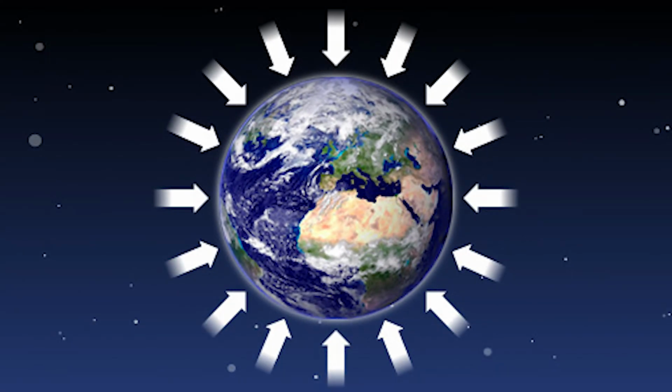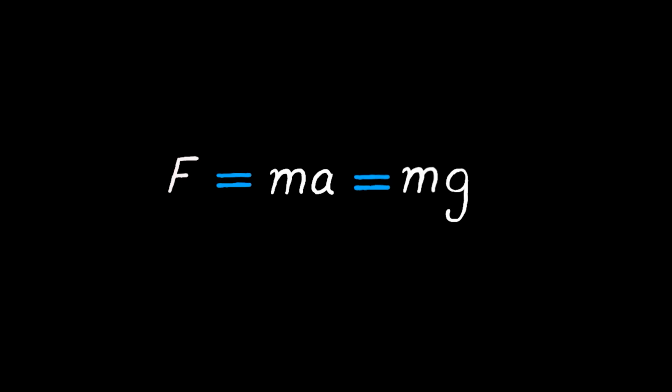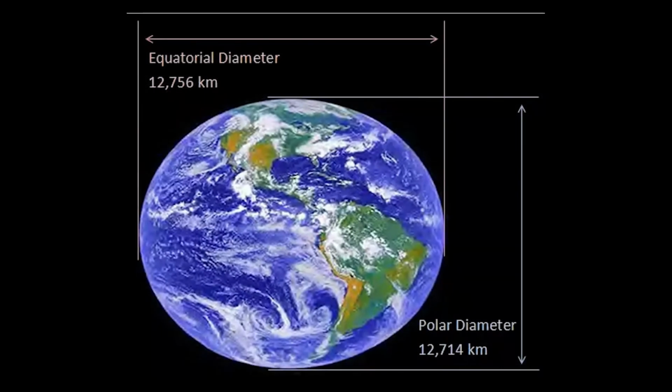Therefore, we use a simplified equation that corresponds to Newton's second law. F equals mg, or better known as weight equals mg, where the lowercase g is defined as the gravitational acceleration and it can be determined like this. Be careful that our planet is not a perfect sphere, and the magnitude of g depends on our location. However, its average value is estimated to be 9.8 meters per second squared.